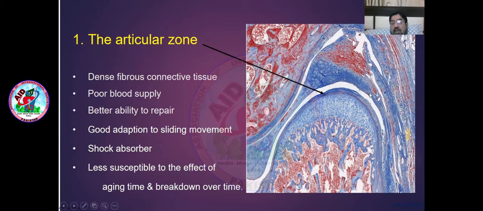It has good adaptation to sliding; if you move forward or backward, it is a good adaptable area. It has a shock absorbing property because it is fibrous in nature, and it is less susceptible to the effects of aging as compared to other portions, because it is repairing itself all the time.